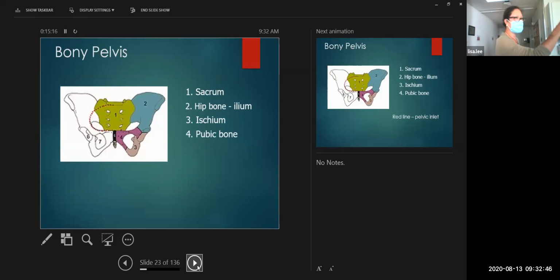Now, we talk about the pelvic inlet and the pelvic outlet. The pelvic inlet is that dotted red line. You can imagine that being a circle. So that's sort of the inlet to the bony pelvis. It kind of is like a funnel, okay?